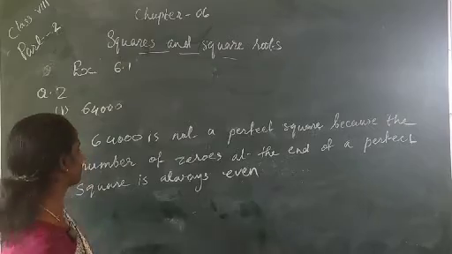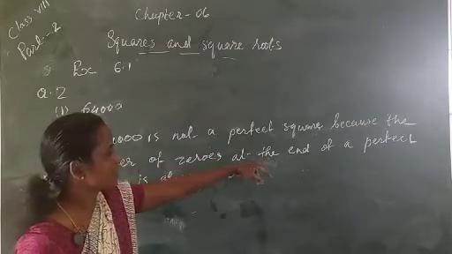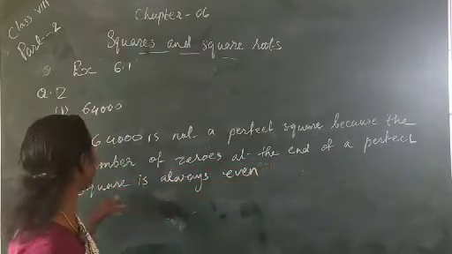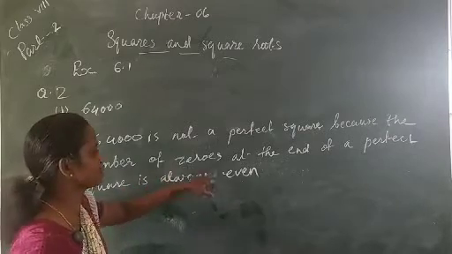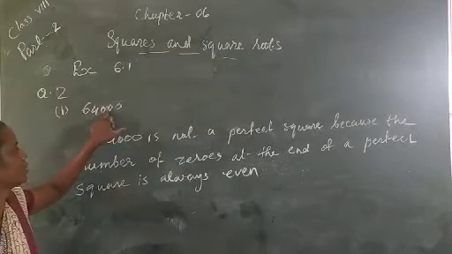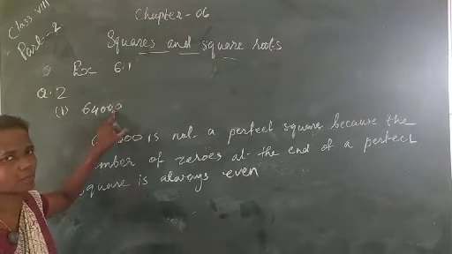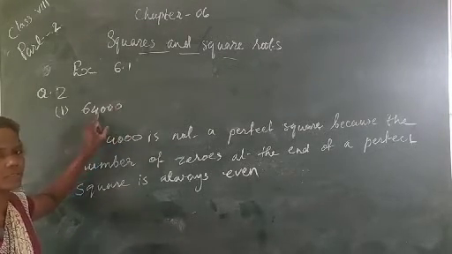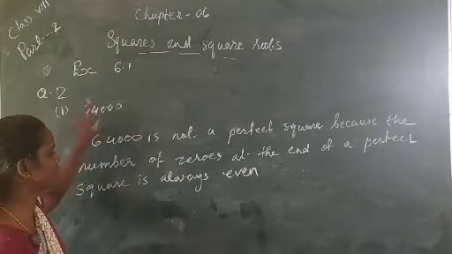Because what is its reason? The number of 0s at the end of a perfect square is always even. Here, how many are there? 1, 2, 3. This is an odd number of zeros. So, this is not a perfect square.